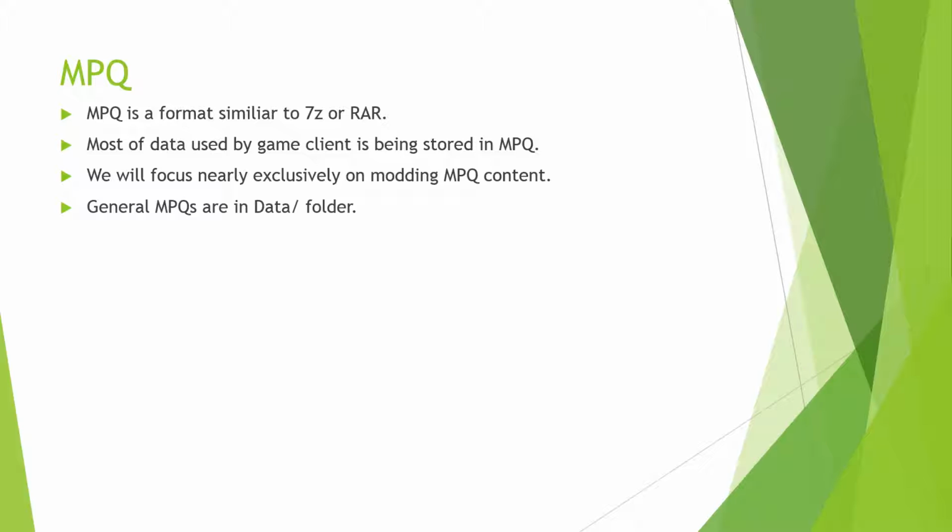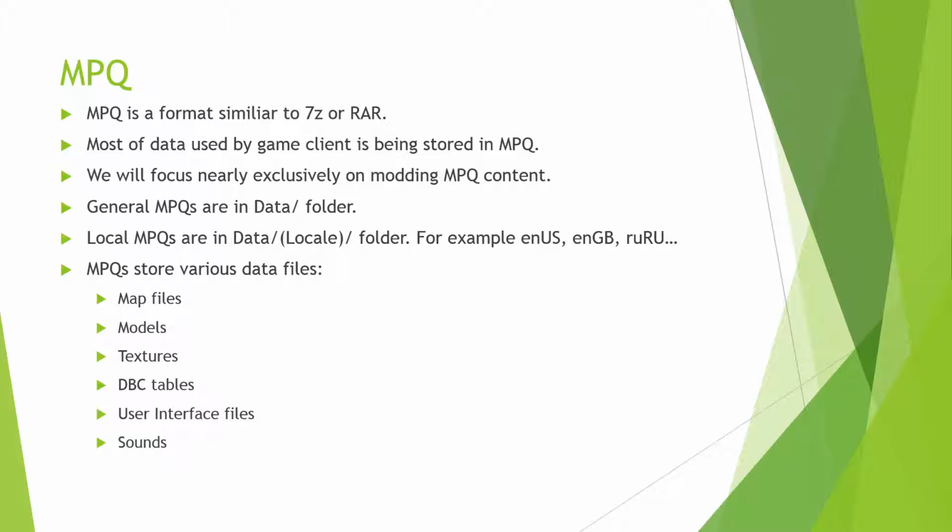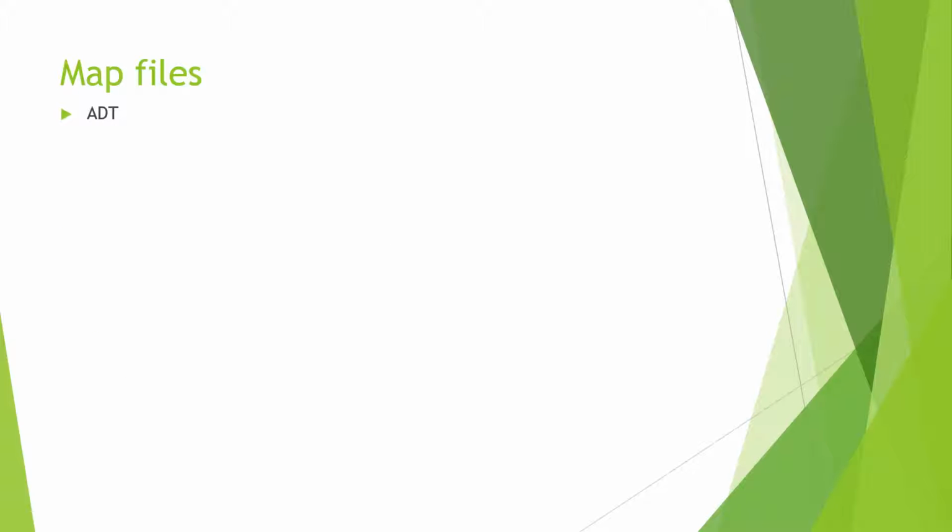General MPQs are in data folder, and local MPQs are in data locale folder, for example enUS, enGB, ruRU folder, and so on. MPQs store various data files: map files, models, textures, DBC tables, user interface files, and sounds. Map files. Map files are, for example, ADTs. Each ADT file contains a tile of map which is approximately half of a kilometer by half of a kilometer big square.